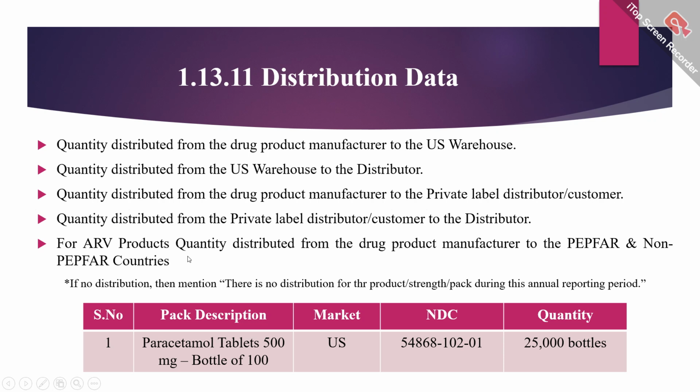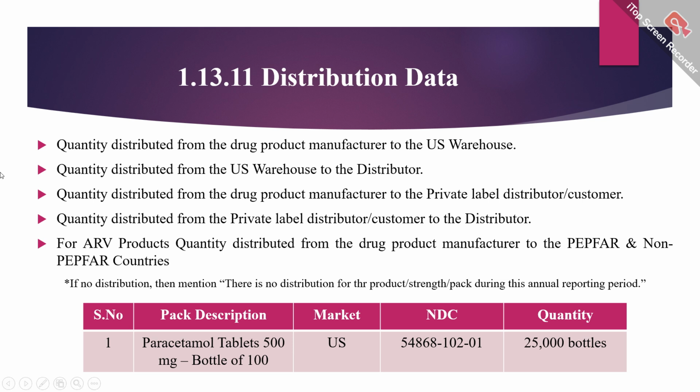For antiretroviral products, we will have PEPFAR and non-PEPFAR distribution. PEPFAR means that even though we got the approval for the product in the US market, it is tentatively approved. Whenever there is some patent issue, once the patent issue is cleared, then we can market it. Till then we do not have the right to market in the US market. So at that time, we can market in other countries, because antiretrovirals are important drugs, so they can be marketed in other PEPFAR countries.